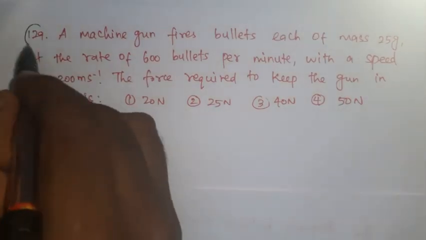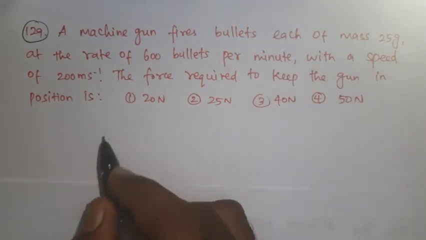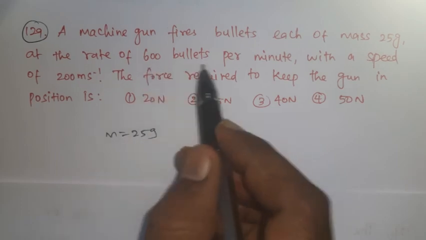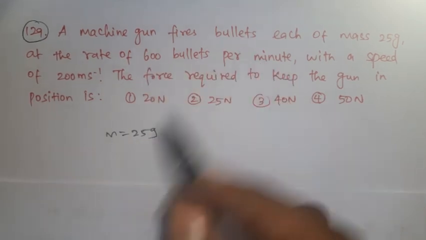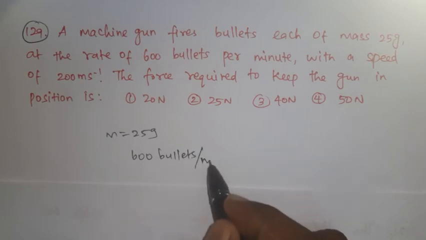Question number 129. A machine gun fires bullets each of mass 25 gram at the rate of 600 bullets per minute. So 600 bullets per minute.